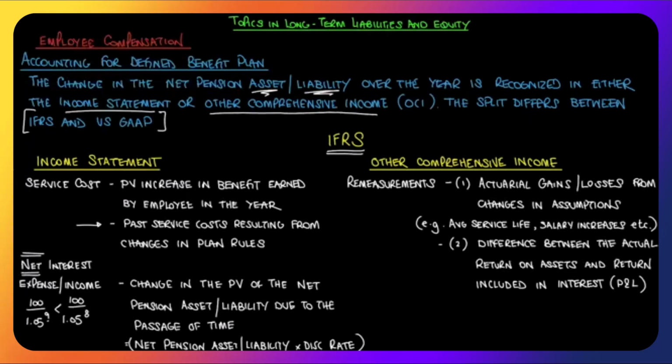What goes into OCI? What IFRS calls remeasurements. And it's mainly to do with actuarial gains and losses from changes in assumptions. So the average service life, future salary increases, how long people survive as pensioners, the discount rate, and so on. If the actuary updates any of those, then the PV of your obligation will change. The argument is that's just noise. Everything that's in the income statement is expected and predictable and nice and smooth.